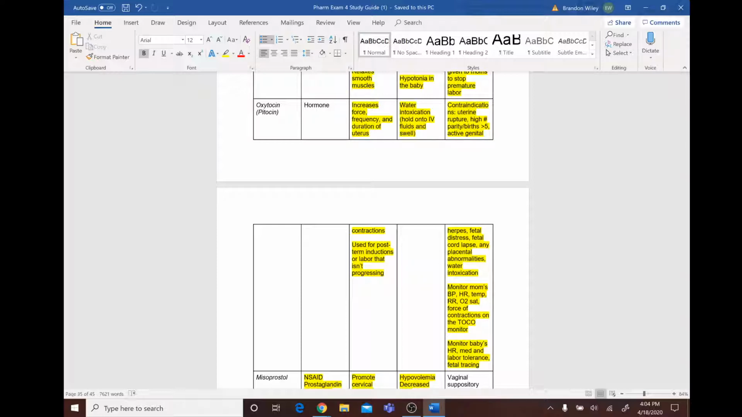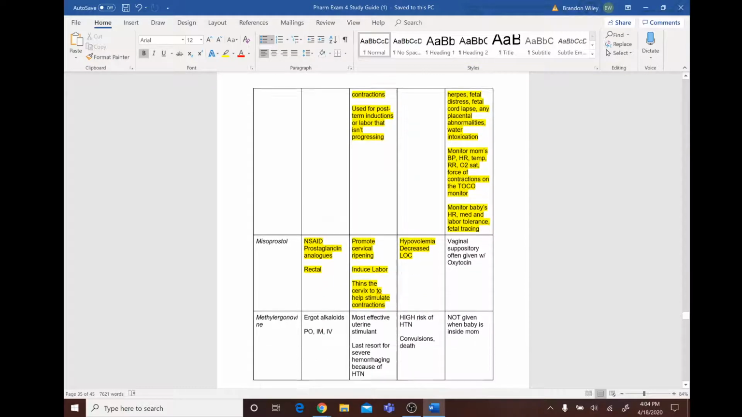Post-term inductions or labor that isn't progressing. What are the side effects of oxytocin? Water intoxication. What are the contraindications of oxytocin? Uterine rupture, more than 5 births, active genital herpes, fetal distress, fetal cord prolapse, any placental abnormalities, water intoxication.